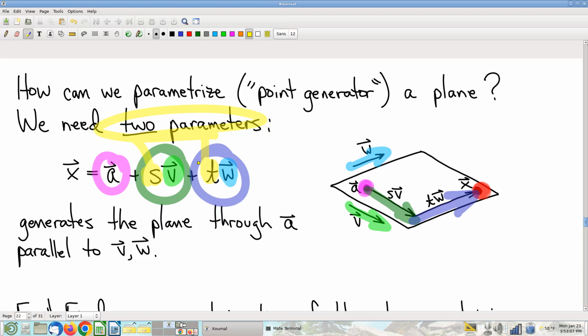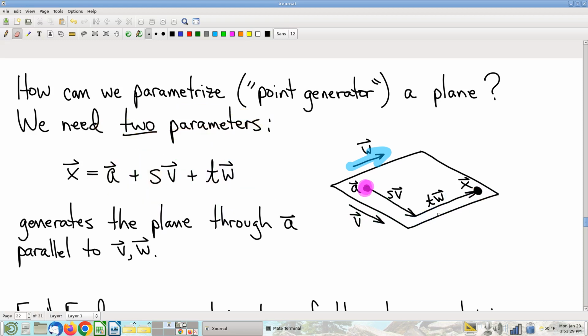Just let s tell you how far you want to go in that direction, and let t tell you how far you want to go in this direction, and you get anywhere you need to get to. And this will kind of trace out the entire plane. That makes sense to everybody? All right. So a quick example.